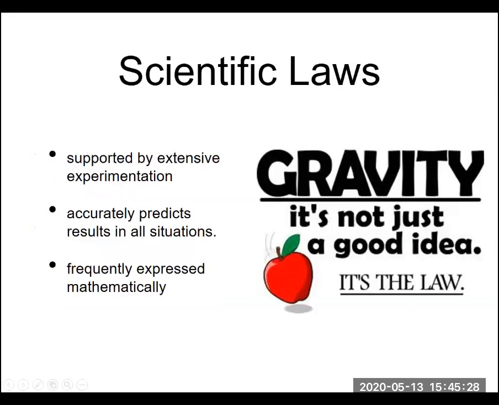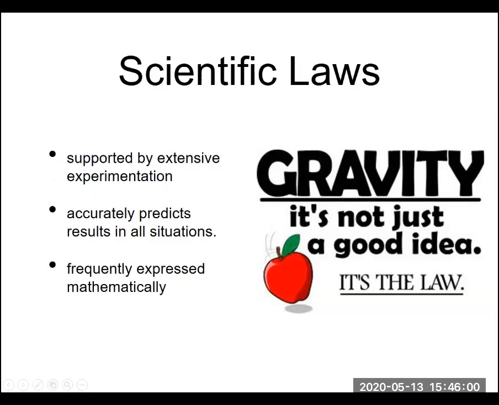In contrast, there are scientific laws, and scientific laws are things that are supported by very extensive experimentation, and in many cases, they can be expressed mathematically. And so you can come up with a formula, you can make your measurements, you can make your observations. They often have other factors that go into them, and you can use that to very accurately predict results under all situations. And so the law of gravity is an example of a scientific law.